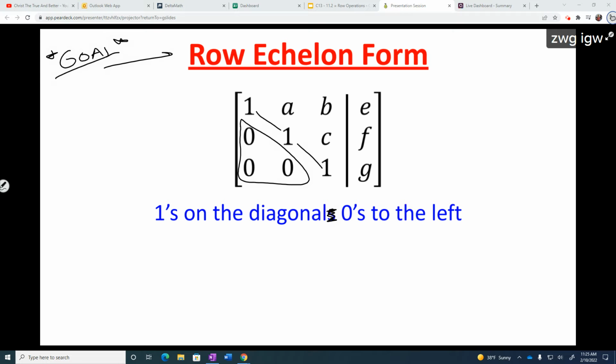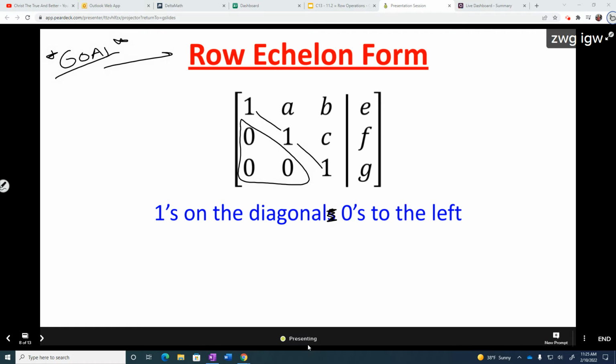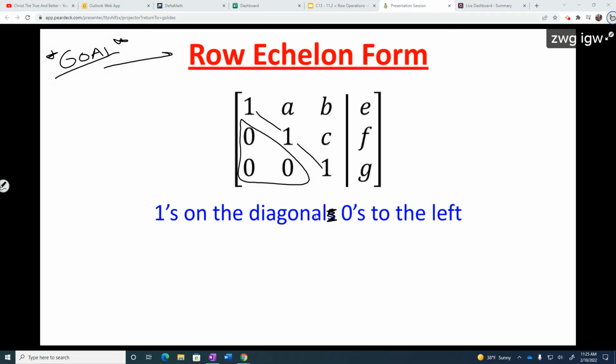So keep in mind that's our goal in all these problems, to get it to look like that. The 1s are always going to start up here and work our way down. Start at the top and work our way down. So 1s on the diagonal and then 0s to the left of that.